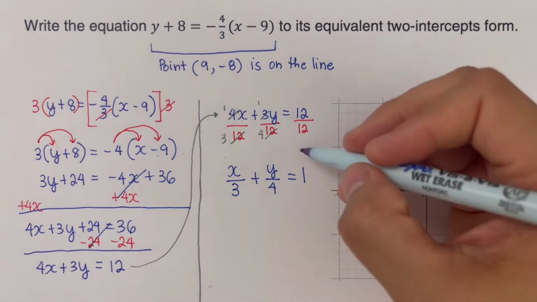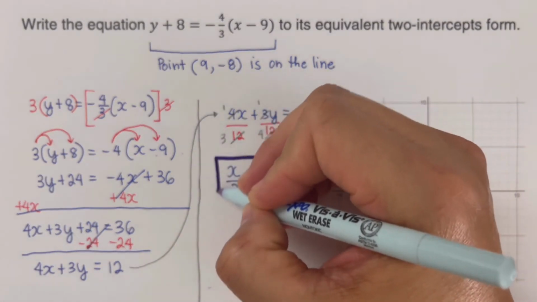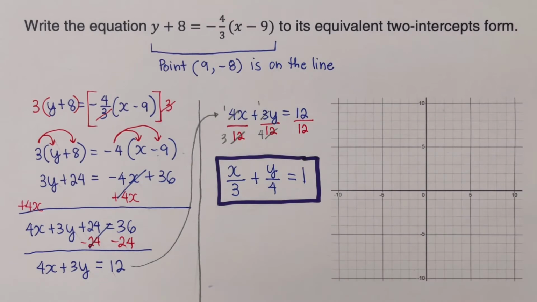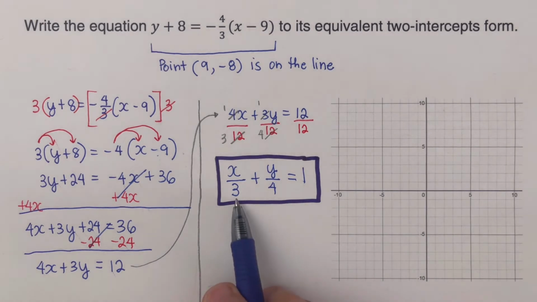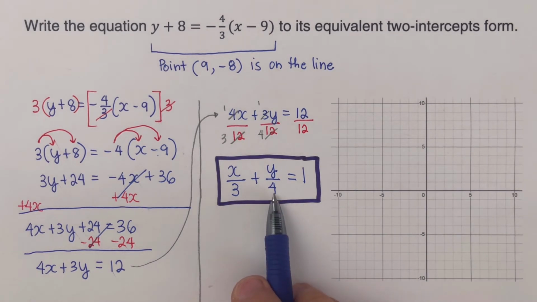This is the equivalent two-intercepts form of this point slope form right there, where our x-intercept is positive 3 and the y-intercept is positive 4. So I'm going to go ahead and write that information down here.